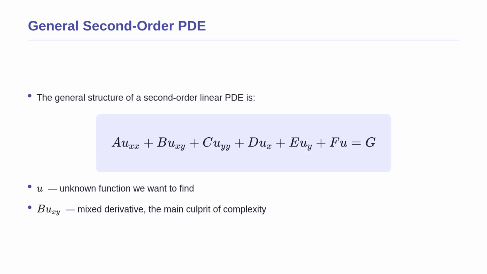Now that we understand the goal, let us look at the mathematical structure. This is the general form of a second-order linear partial differential equation in two variables. Here, u is the unknown function we want to find. The capital letters a through g are coefficients. The most troublesome part of this equation is the term with the coefficient b. This is the mixed partial derivative, where we differentiate with respect to x and then y. This mixed term is what tangles our variables together. Our primary goal in reduction is to find a way to make that b coefficient become 0, simplifying the entire equation.